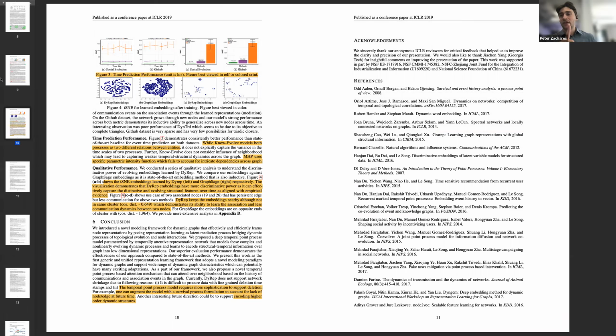One other thing I wanted to point out is this method is only applicable when you actually have timestamps of the graph being edited. You need to know that at this time the graph was changed in this way, and it has to be pretty fine grained: this node was added, this node was added, this node was added.